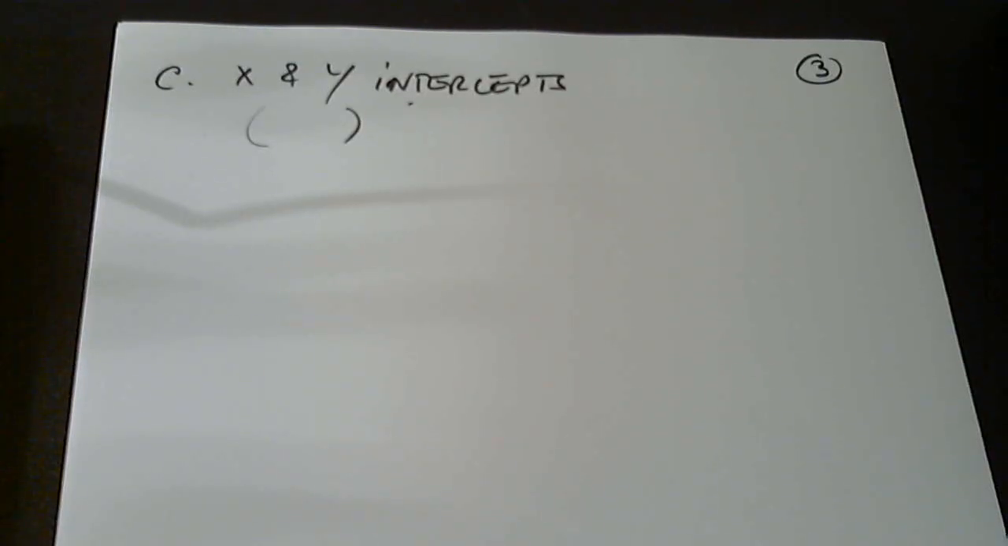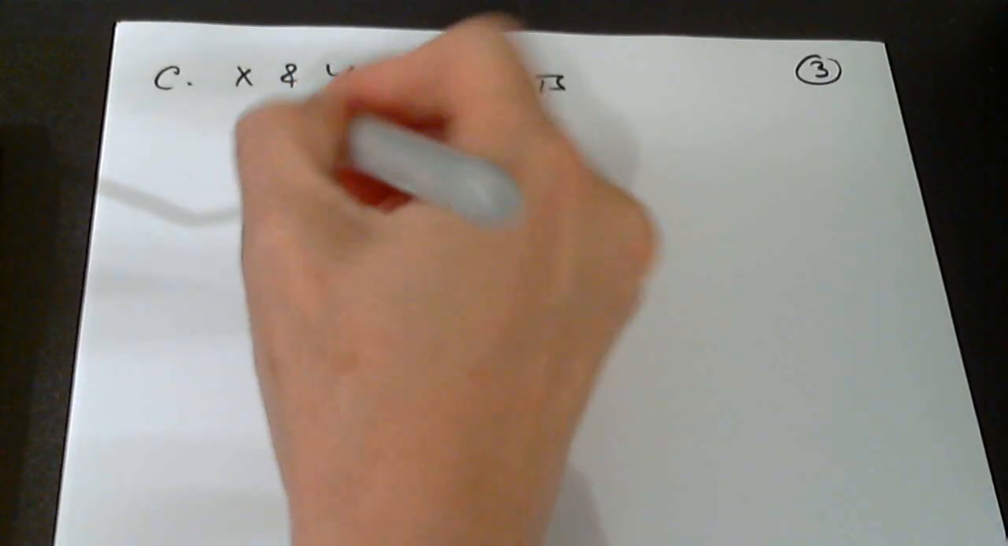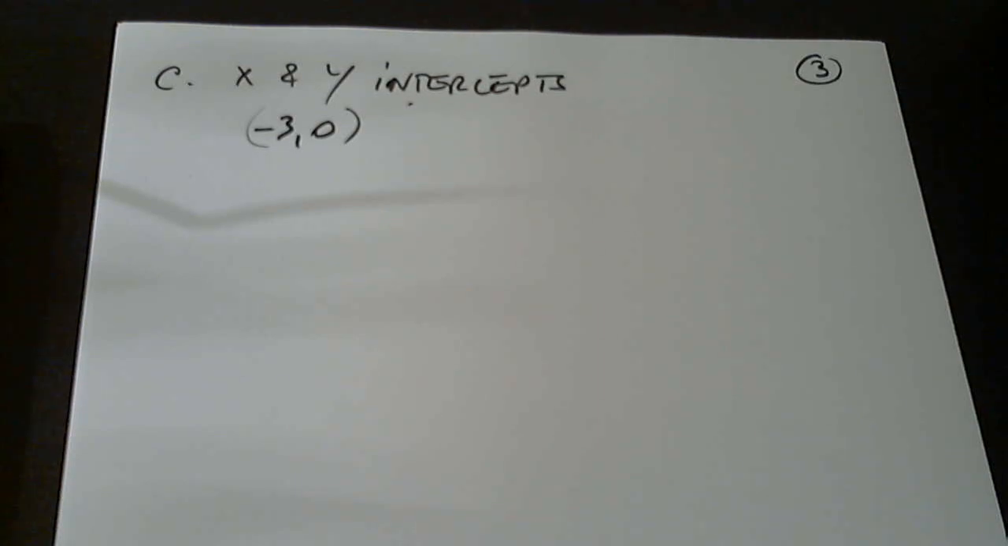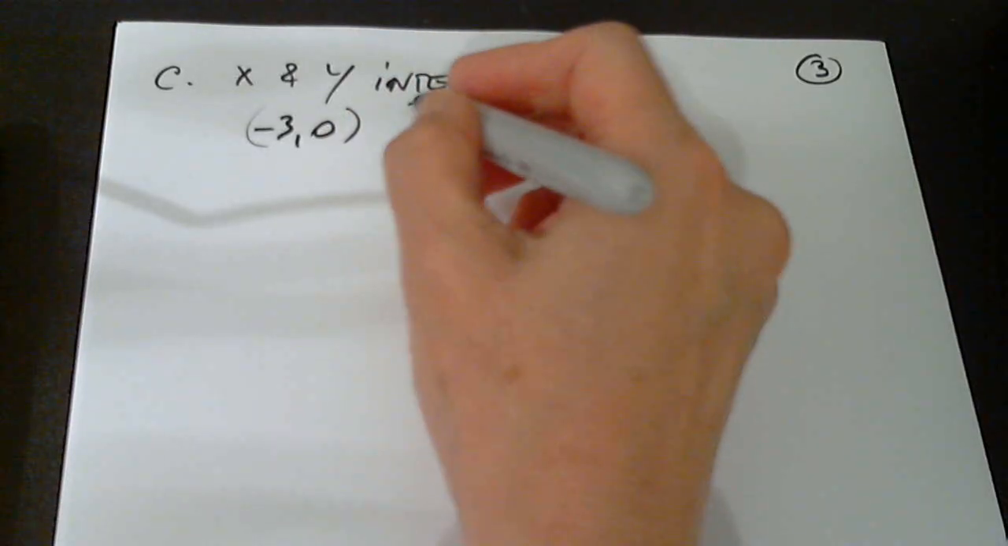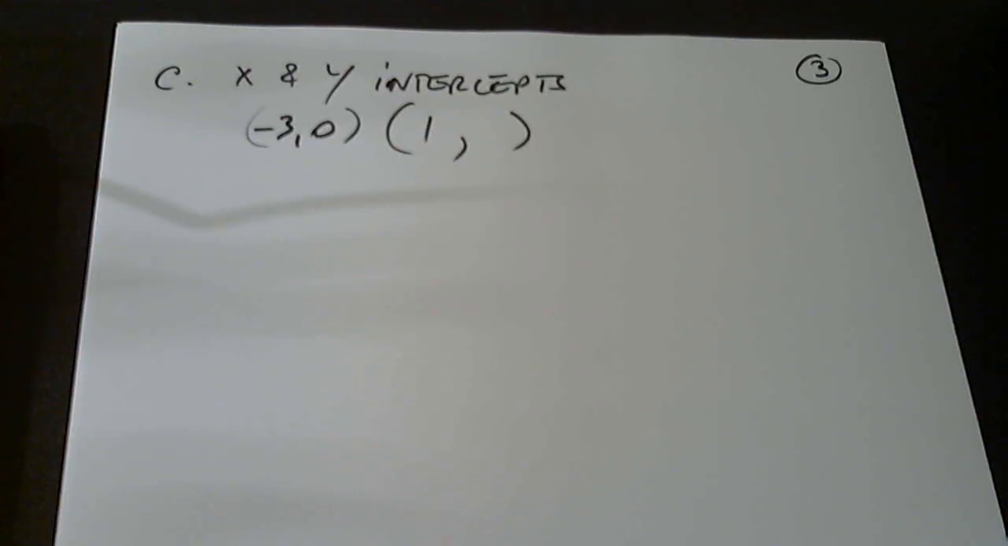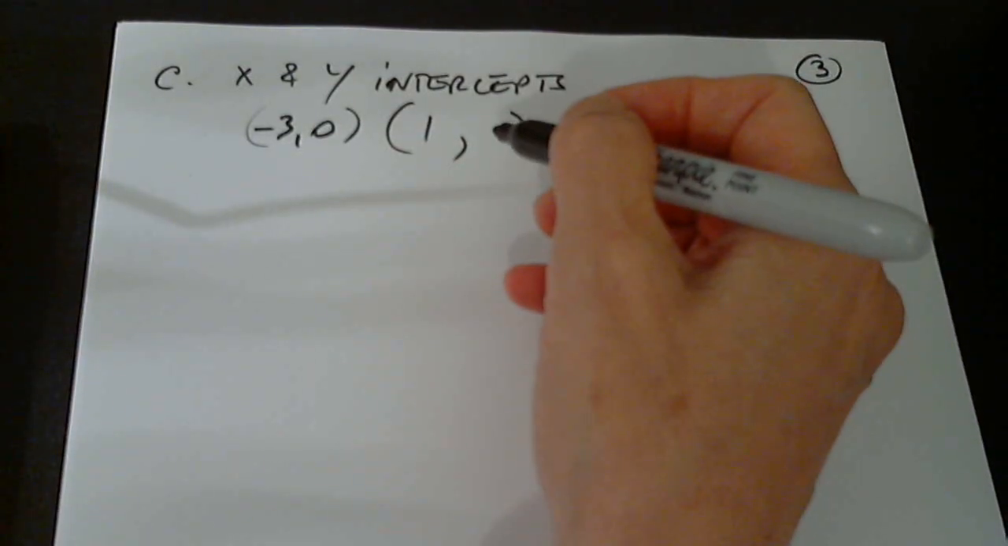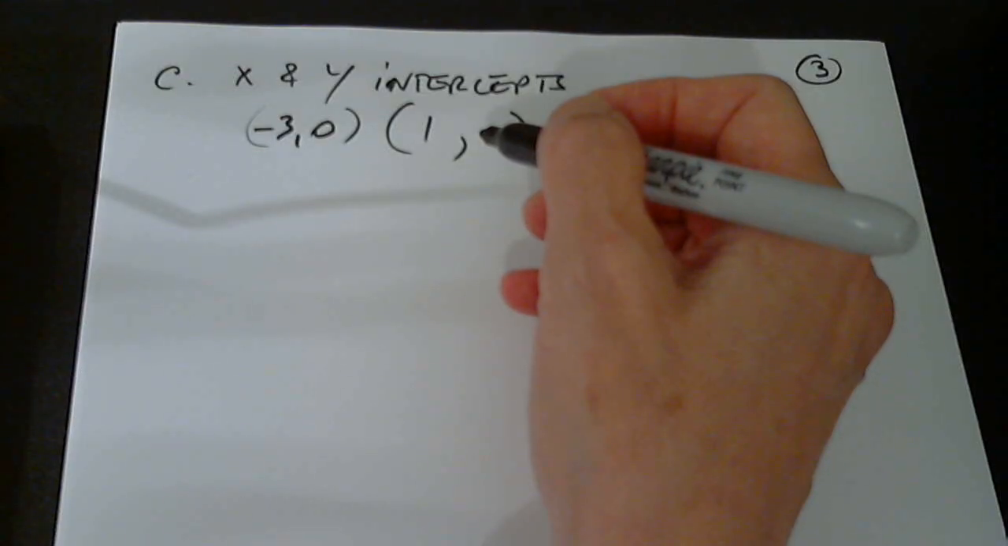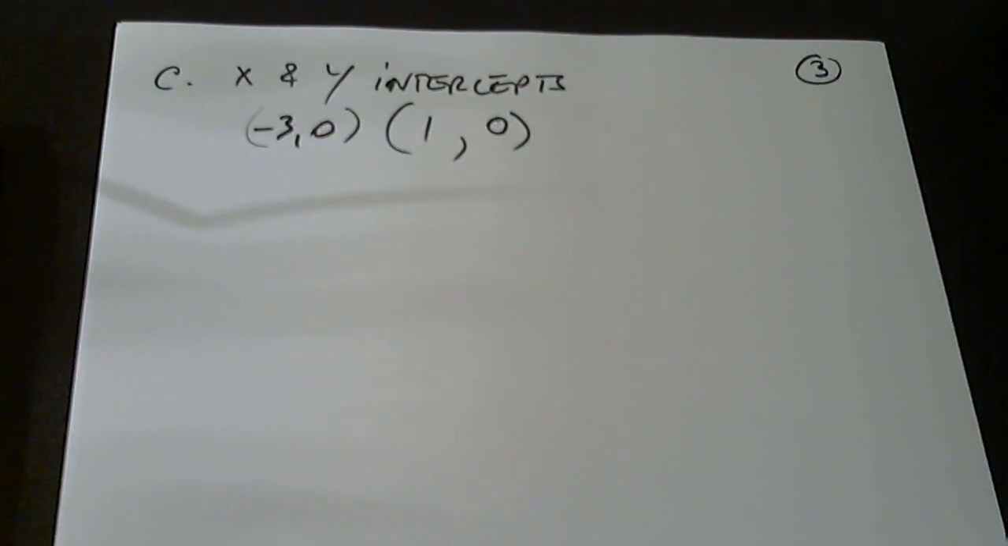We graphed using x and y intercepts before, so we know where they are and what they represent. Can anyone identify x-intercepts for us, please? -3, 0. Very good, that's the one. -3, 0. Perfect. And 1, it's an ordered pair. 1, comma, 0. Perfect. Excellent. These are the x-intercepts.